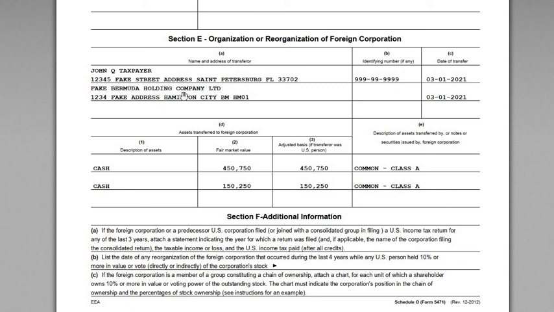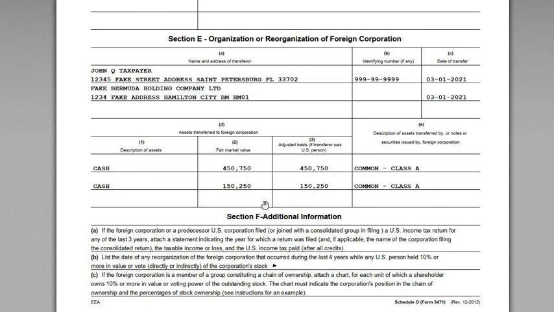So we've got John, I've got the fake Bermuda holding company there. The ID number, right, there's John's information, the date of the transfer. The assets transferred to the foreign corporation, right, in column D here, we have 1, 2, and 3 for information on the transfer. Both parties just transferred cash. That's the fair market value of the cash, and then the adjusted basis cash. Your basis in cash is the same as the fair market value, right? That's generally the way it goes.